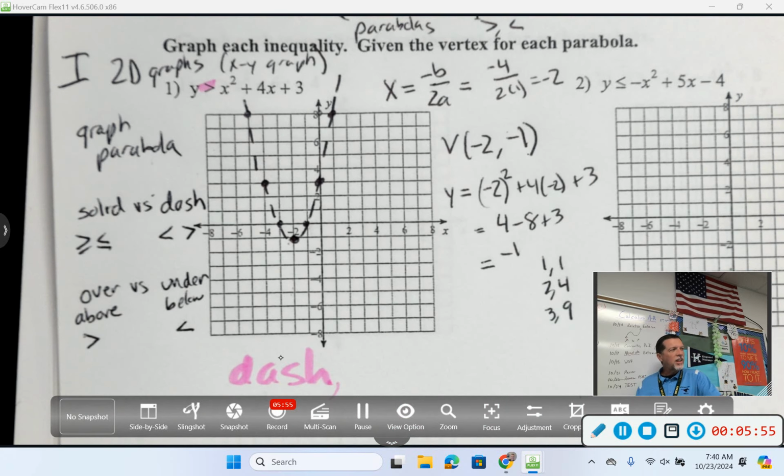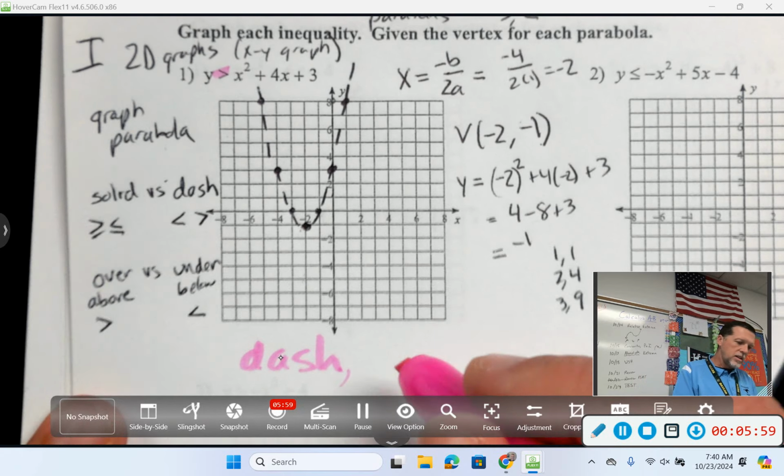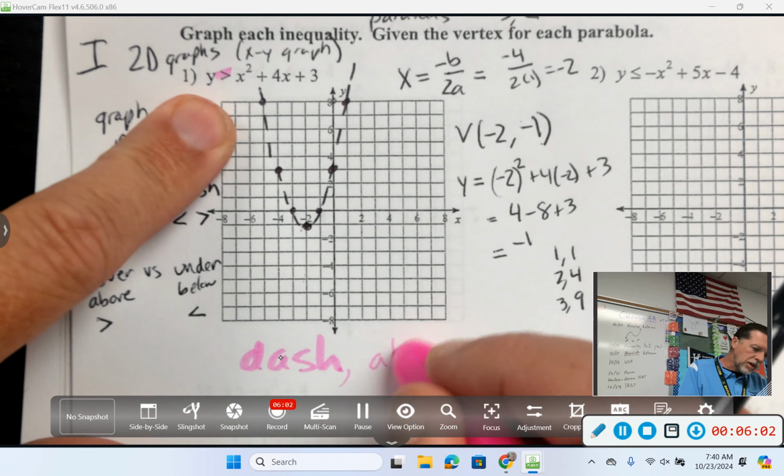And then am I shading above the parabola or below the parabola? Greater than means above.